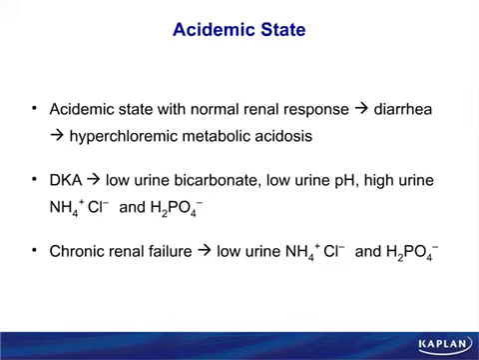Now, in renal failure, the kidneys are not functioning. In renal failure, you have lost the ability to excrete acid. So in renal failure, you should see low urine ammonium levels and low urine phosphate levels. The kidneys have lost the ability to excrete acid. So in renal failure, you should see low urine ammonium levels and low urine phosphate levels because the kidneys have failed and they're no longer doing their job.